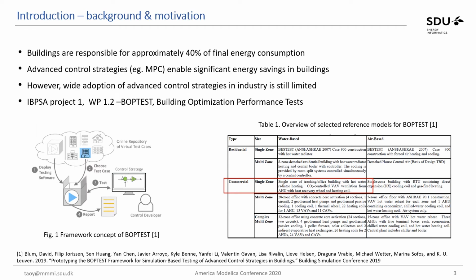Getting into the introduction part, for the background and motivation, as we know, buildings are responsible for around 40% of energy consumption overall, and it is important to reduce energy consumption from buildings' energy systems. One potential and good solution could be using advanced control strategies such as MPC, model predictive control, to reduce energy consumption in buildings.